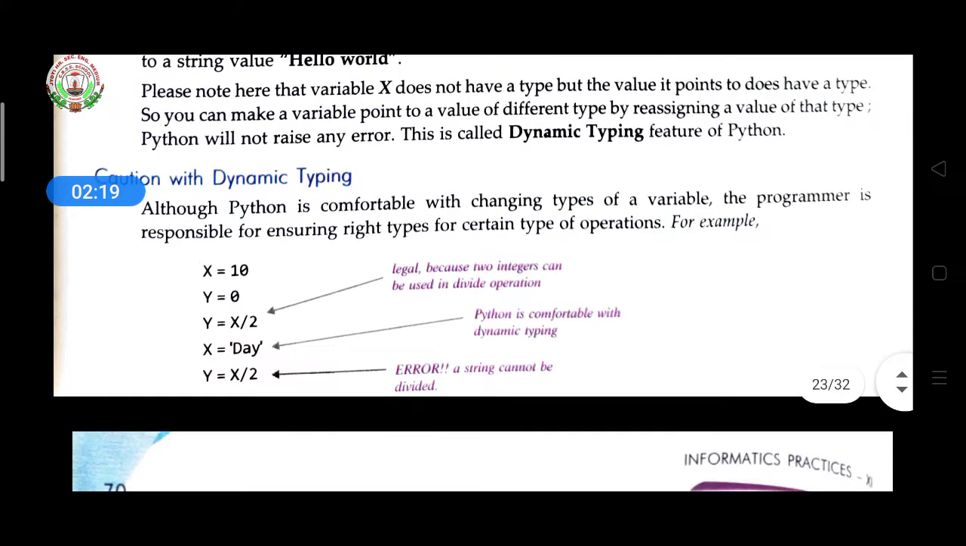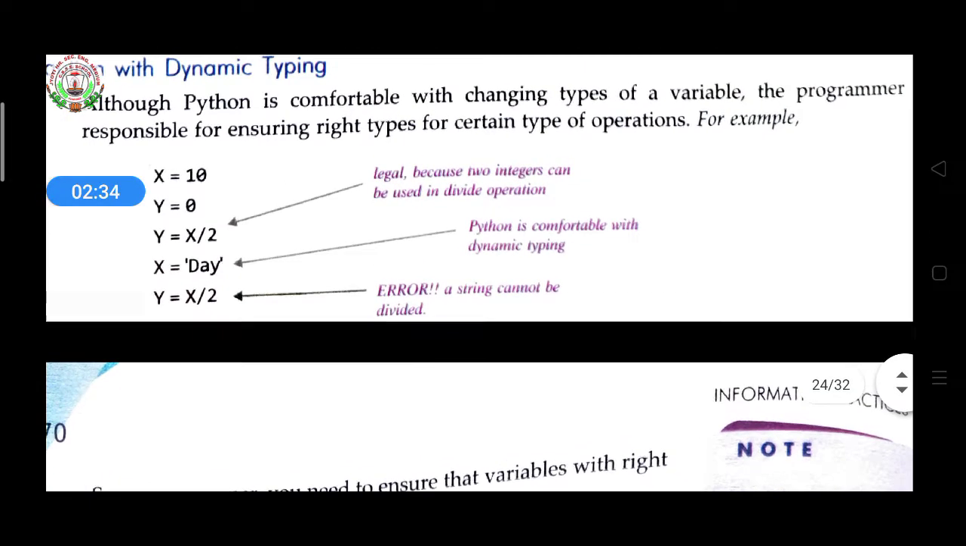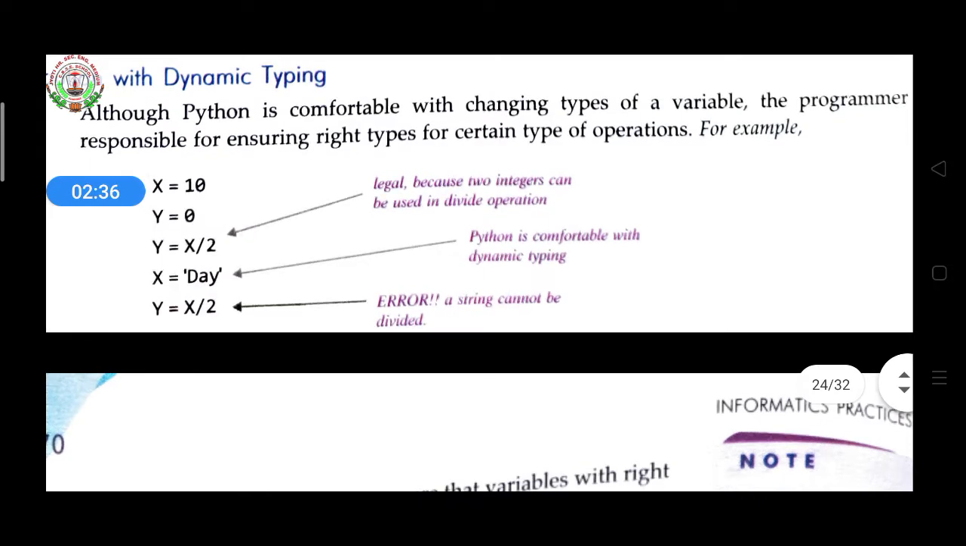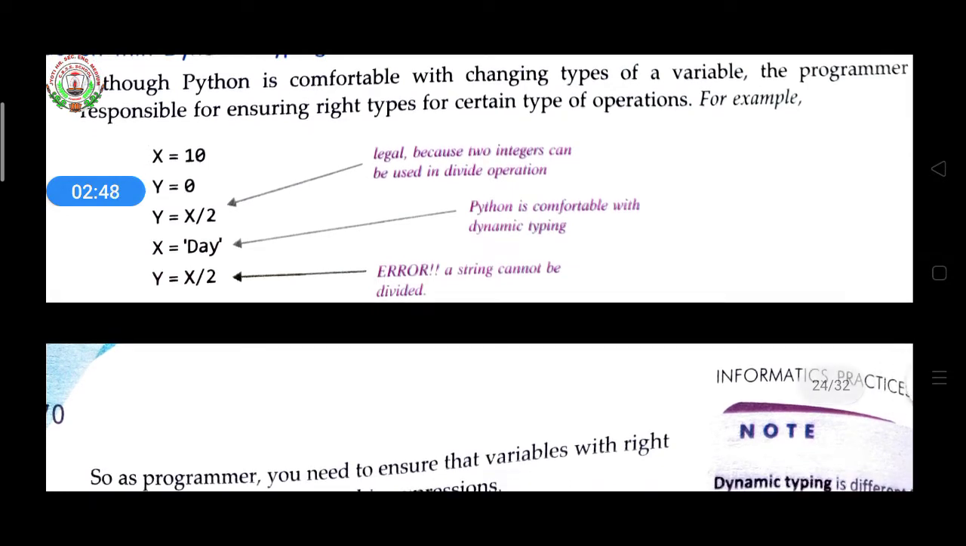Now, the cousin of dynamic typing. Although Python is comfortable with changing types of a variable, the programmer is responsible for ensuring the right types for certain types of operations. Here it is given, x equal to 10, y equal to 0. So y equal to x divided by 2. It is legal, because two integers can be used in a divide operation. And then x equal to day, it is a string, but y equal to x divided by 2 is an error, meaning a string cannot be divided. So string cannot be divided, it is given here.